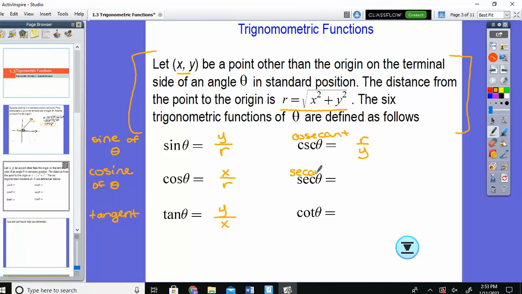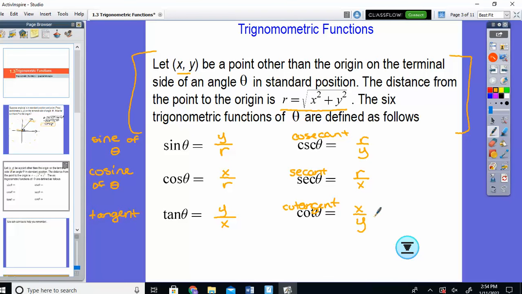SEC, that is secant. That's the reciprocal of cosine, so that would be r divided by x. COT, that is cotangent. That's the reciprocal of tangent, so that would be x over y. Okay. These 6 definitions, we are going to talk about tricks to help memorize them, but really, you have to learn these 6 ratios. It's not a lot to memorize, but you need to know them.